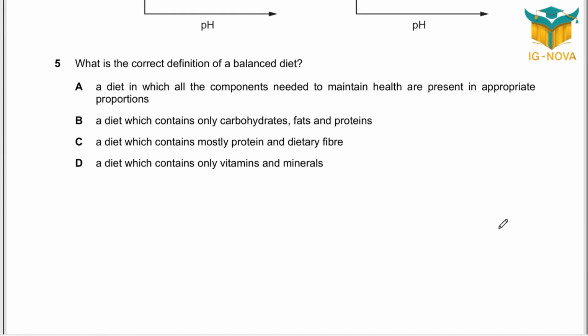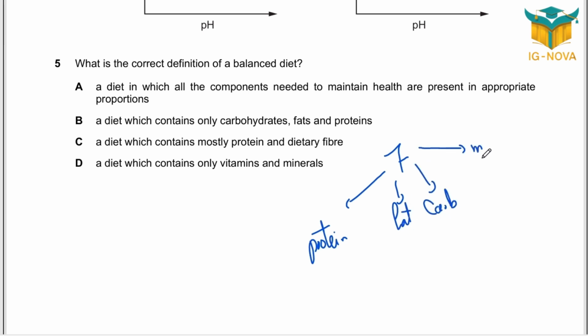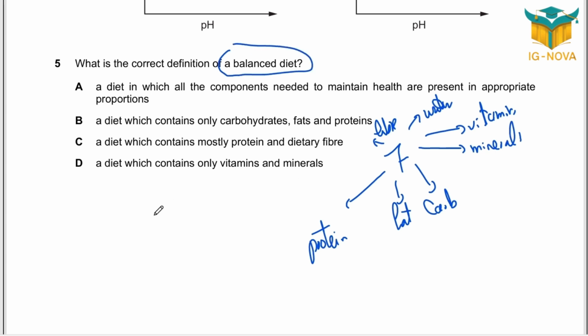Question number 5. What is the correct definition of a balanced diet? Don't forget we have 7 dietary components: protein, fat, carbs, mineral ions or minerals, vitamins, water, and fiber. To receive a balanced diet, I should take all of them in correct proportion. So "contains only mostly protein, dietary fiber" is rejected. What about the rest? Rejected. "Only carbohydrates" is rejected. So the eye-catching point is A.